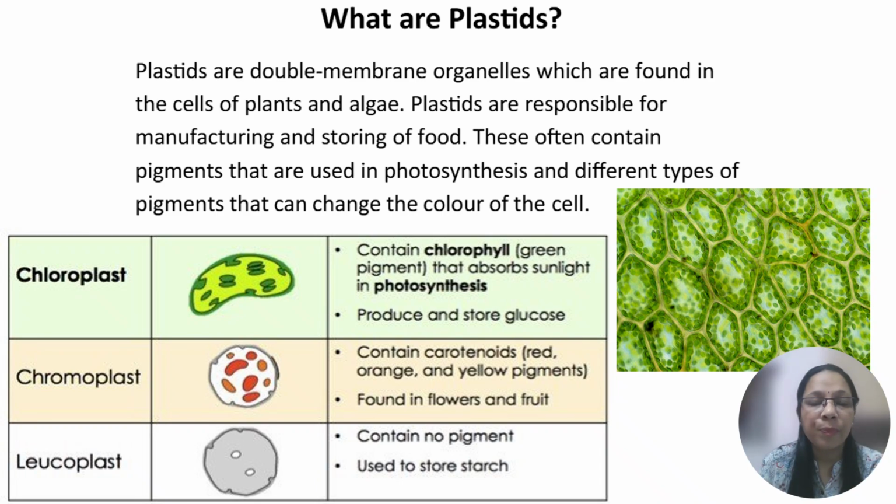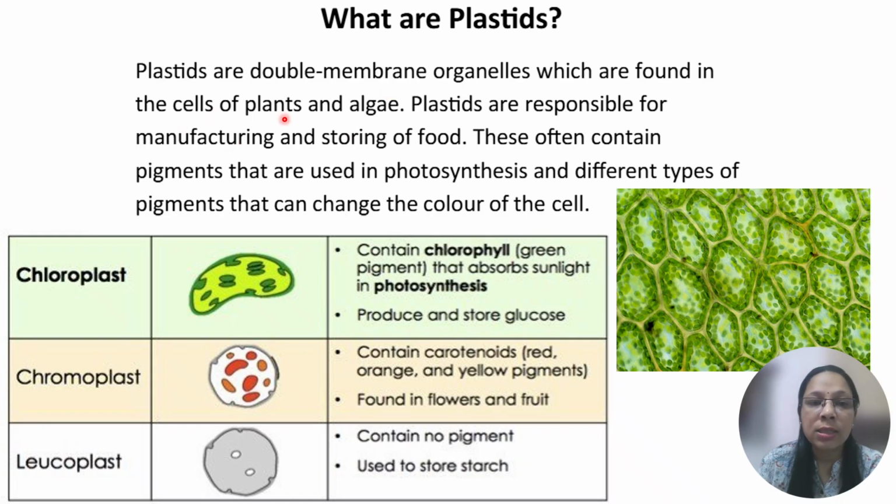Hello students. As a continuation of videos on cell organelles, today's video is about plastids. So what are plastids? Plastids are nothing but double membrane organelles, and where are they found? They are found in plant cells. So plastids are double membrane organelles, with an inner membrane and an outer membrane.